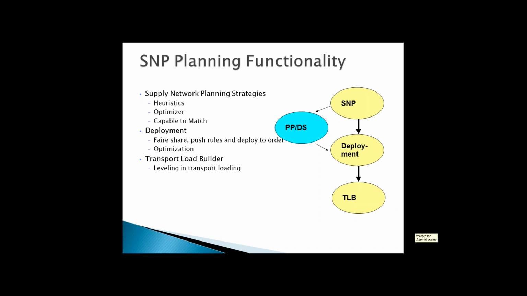After that, whatever surplus quantity you have will be given to the other customer. That's what it is capable of matching. And the next one is deployment. We already discussed deployment. Whenever you want to deploy the goods to the customers, you will use certain rules: fair share rule, push rule, and deploy to order. And next comes the TLB, transport load builder. It levels the transportation loading, how you are going to ship the goods to the end customers or distribution centers.